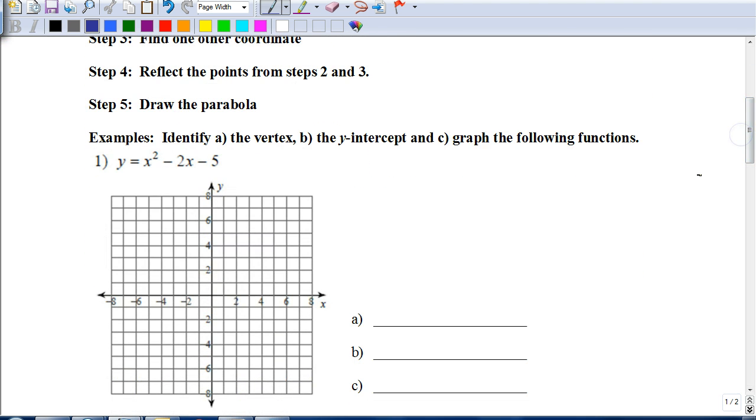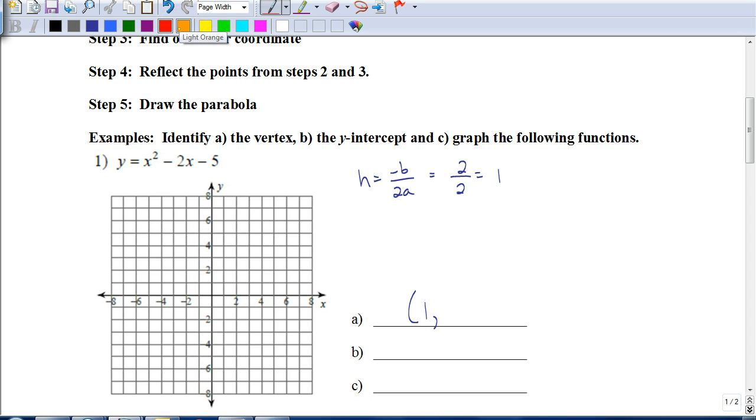So again, the first step is to identify the vertex. The vertex x-value is the opposite of b over 2a. In this case, b is negative 2, so the opposite of that is positive 2. A in this case is 1, so 2 times 1 is 2. So we get 1, so the x part of our vertex is 1.